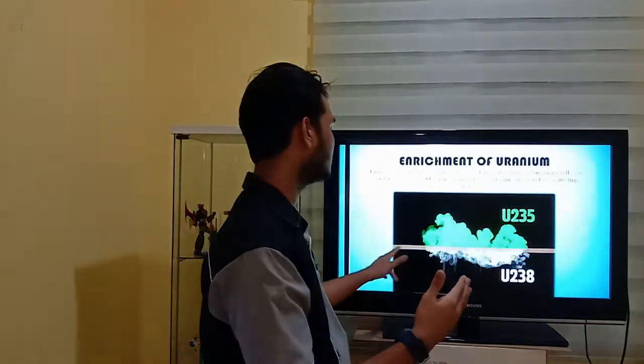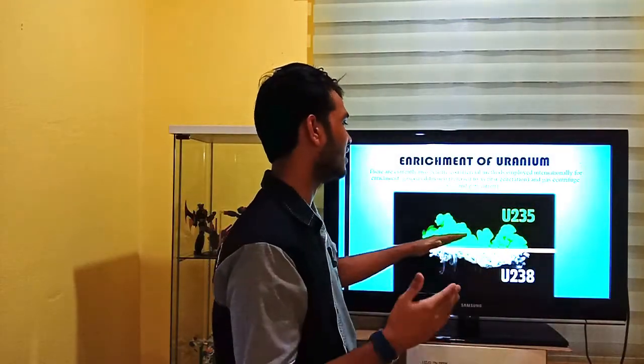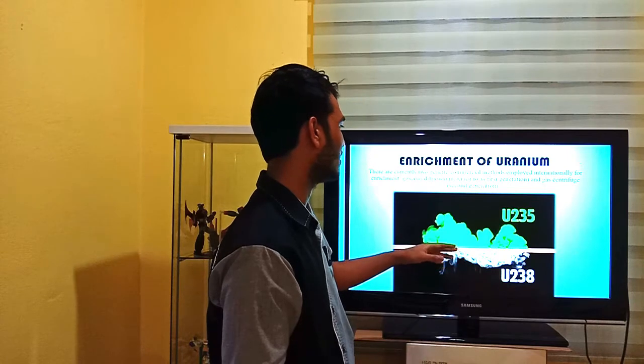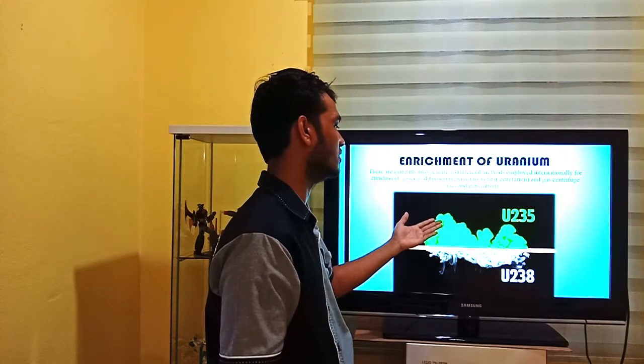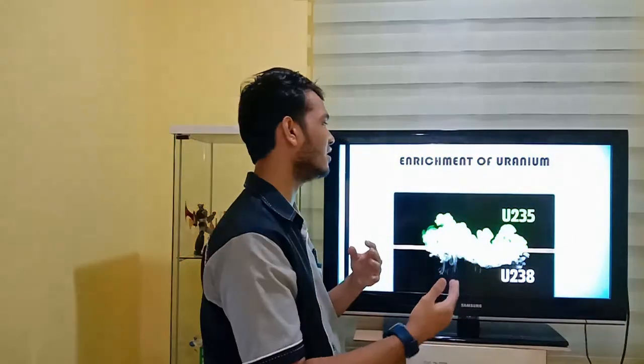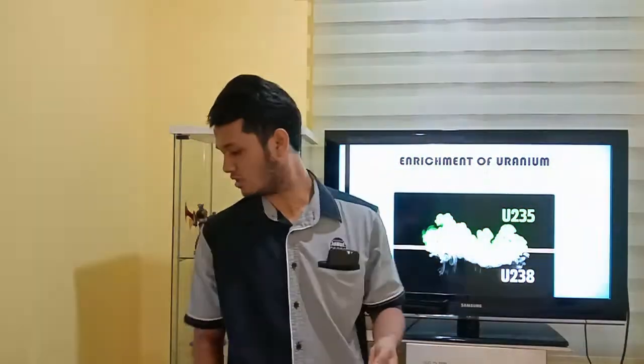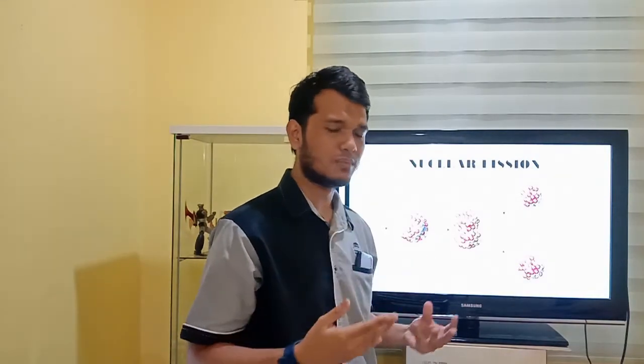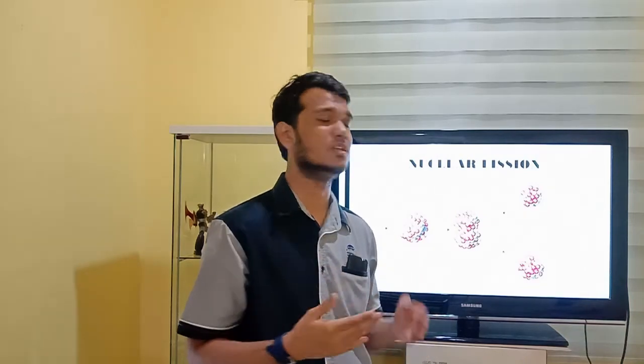So we make a filter to separate the gas. So we get the separation of U-235 and also U-238. From that we have the highly enriched uranium U-235. The atomic bomb also applies the principle of nuclear fission.